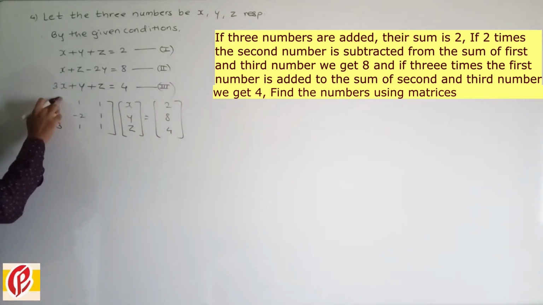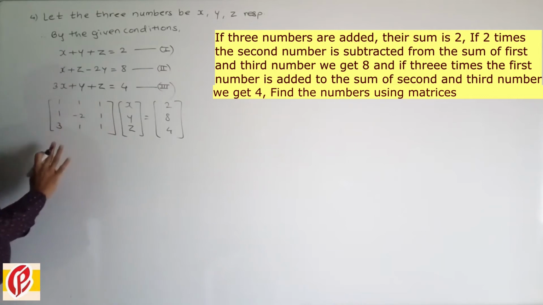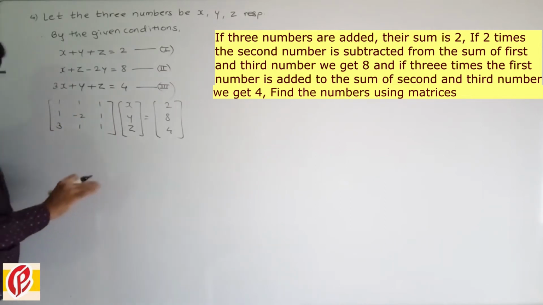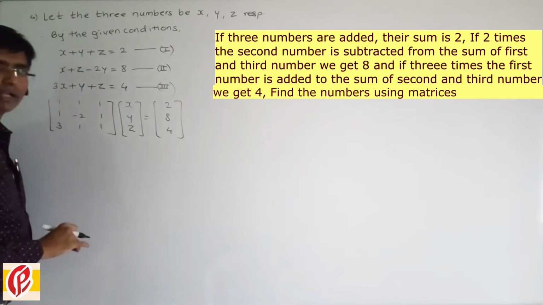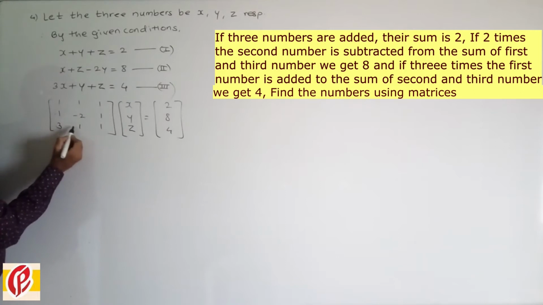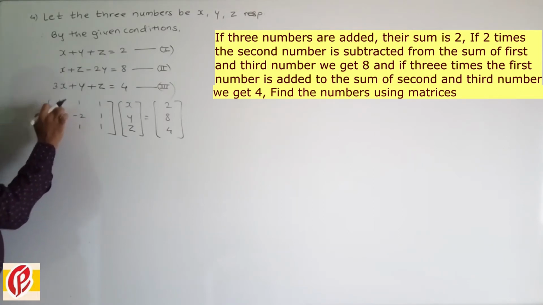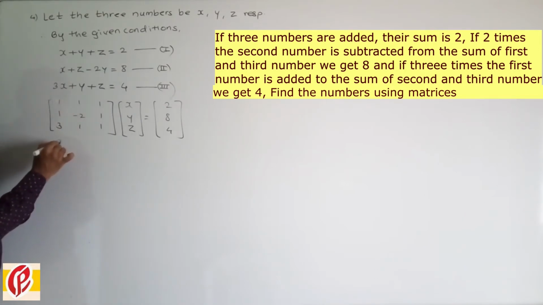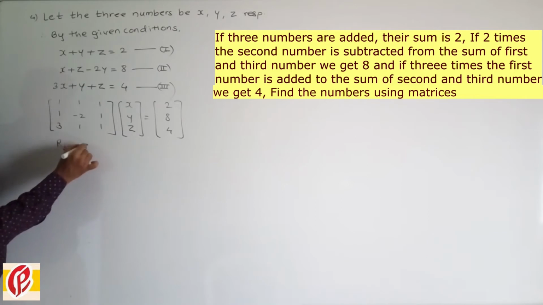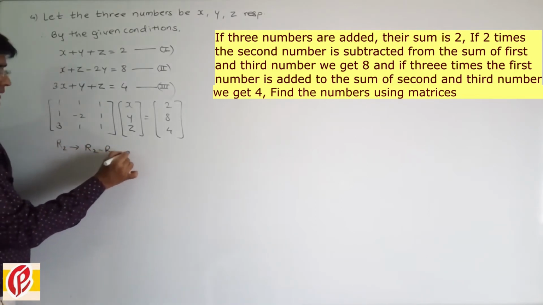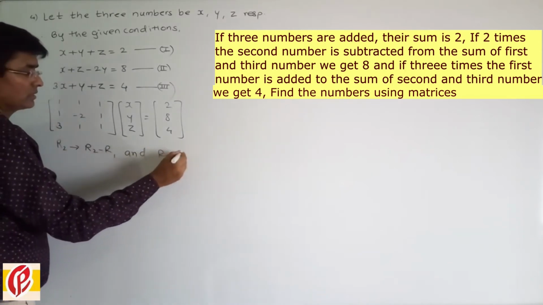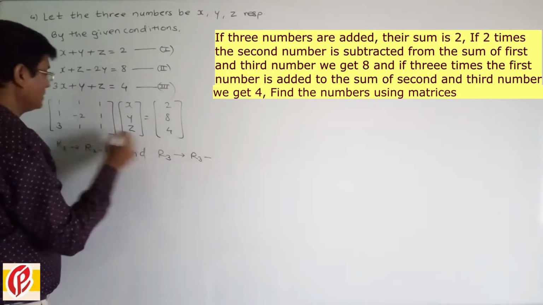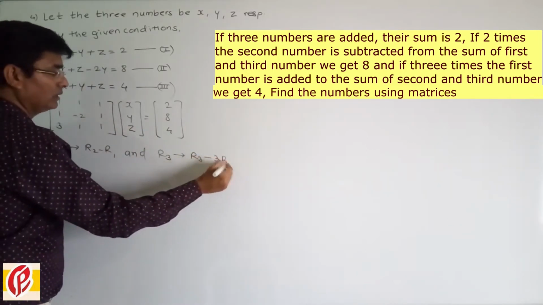Now it is very easy to solve by the reduction method. In the reduction method, we make this matrix into an upper triangular matrix. So the entries below the diagonal should be 0. So 1 minus 1 we get 0 here. So R2 changes to R2 minus R1, and here is 3, so 3 times 1 is 3. So R3 changes to R3 minus 3R1.